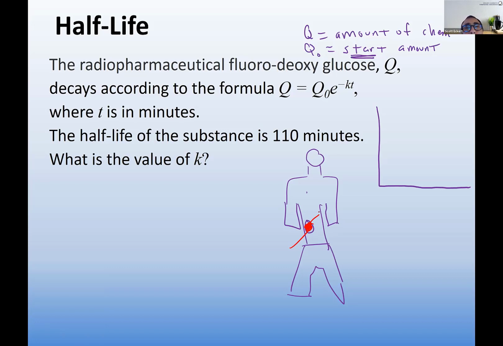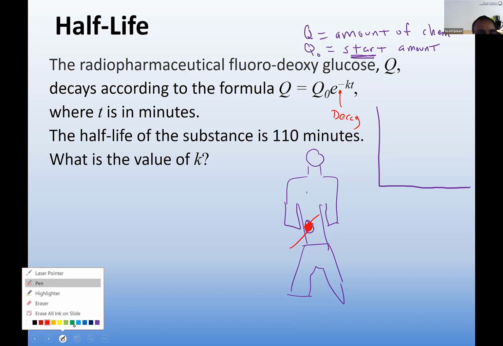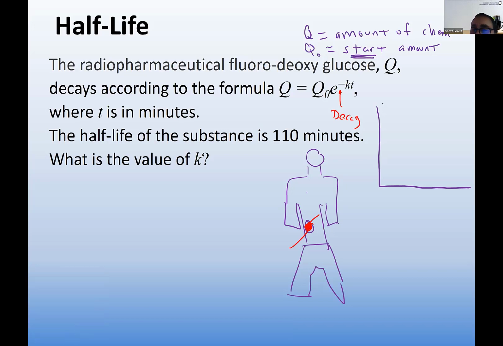Okay, now imagine this. You've just been injected with a radioactive chemical. Man, that sounds crazy. I don't want radioactive chemicals in me. Well, this particular radioactive chemical has a decay rate. And that's why it's negative, okay? So negative means decay. And so the radioactive chemical, once it goes into your system, it's going to start decaying and metabolizing and changing into something inert.